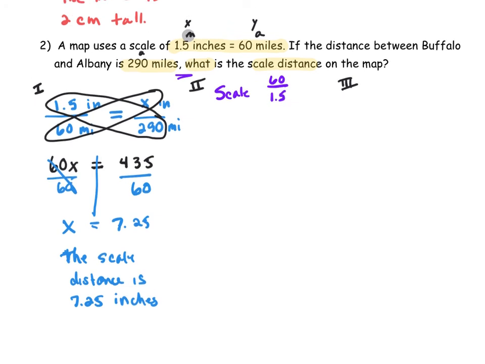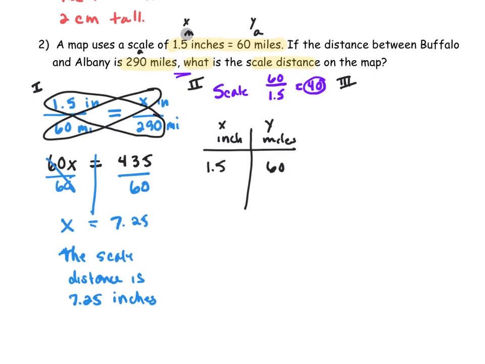All right, and we take 60 divided by 1.5, we get 40. So that's our scale, otherwise known as our scale factor. So we are now going to build our chart. And our chart, remember, the first thing they talk about is inches. This is our x. And then they talk about miles. This is our y. And they gave us 1 and 5/10 inches, and they gave us 60. And then we took that and we created our scale from that.